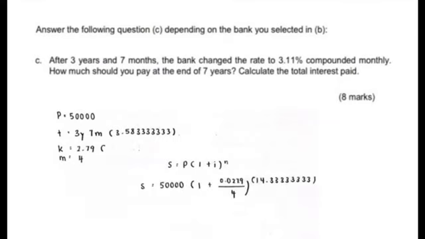Then we substitute into the formula, which is S equals 50,000 times (1 + 0.027 divided by 4) to the power of 14.3333. Then we get the new amount, S equals 55,238 ringgit, which now becomes the new principal.